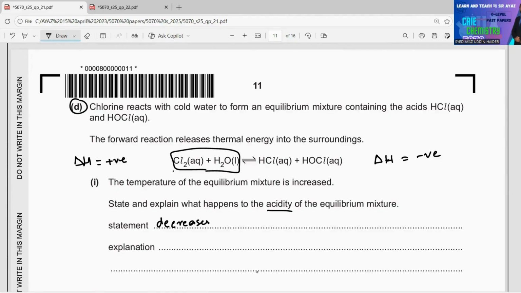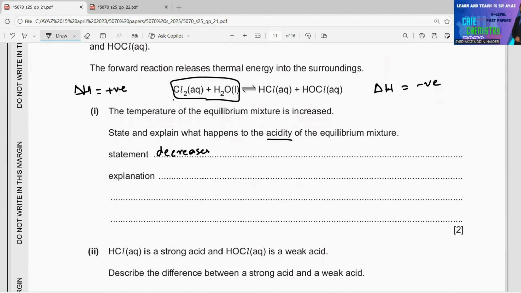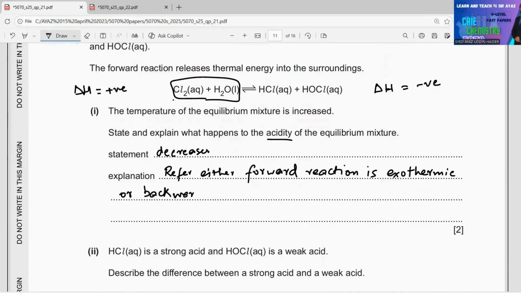For explanation, what you'll do, refer whether the forward or backward reaction is exothermic or endothermic. Refer either forward reaction is exothermic or backward reaction is endothermic.